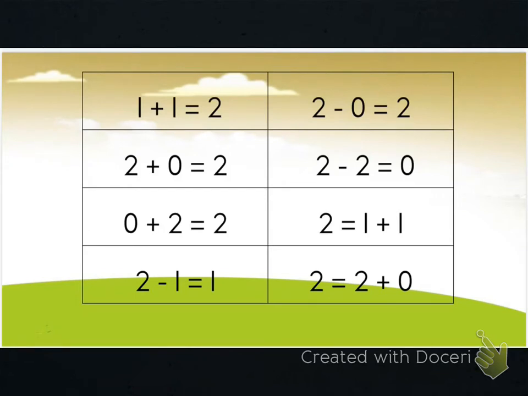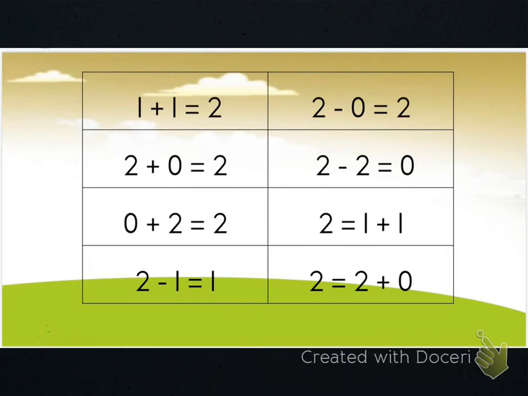Now we are going to look at bonds of 2 sums, almost like the dots we just did, but just with numbers. 1 plus 1 equals 2. That means if you have 1 and you add another 1, your total will be 2. You can have a look on your fingers. 1 finger plus another finger equals 2 fingers. So 1 plus 1 equals 2.